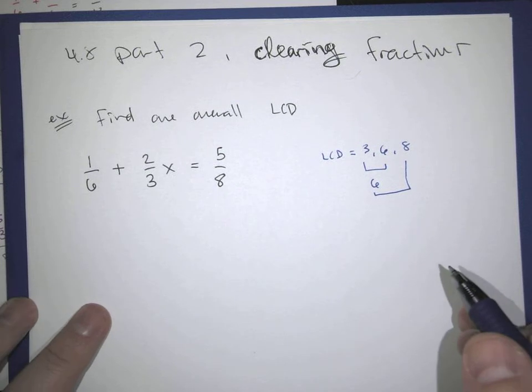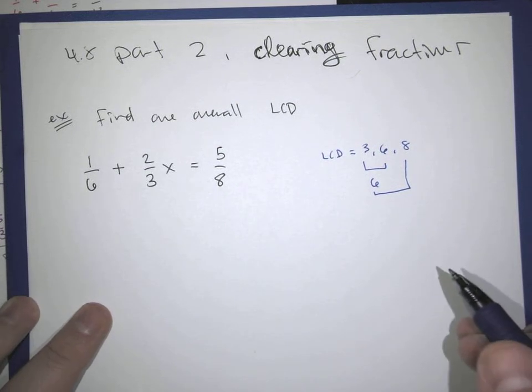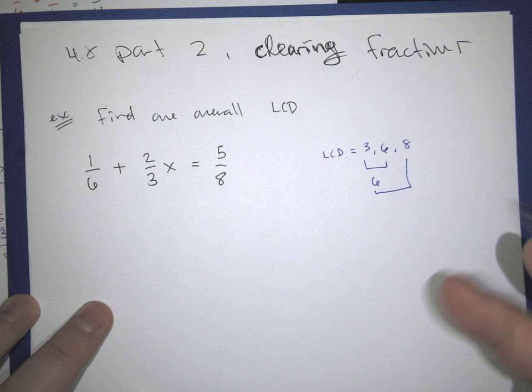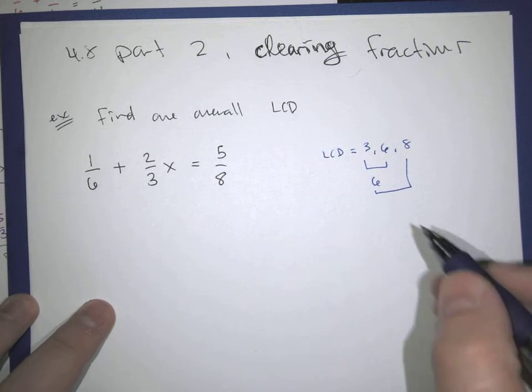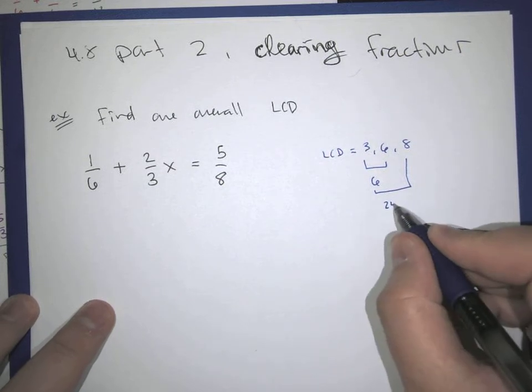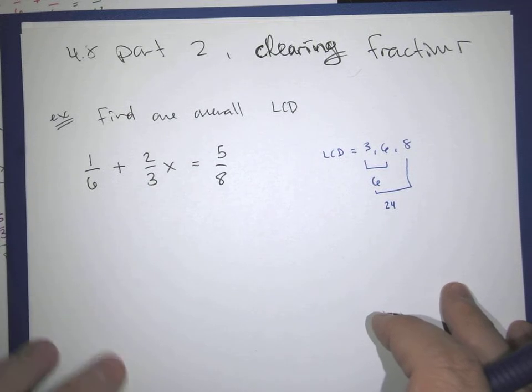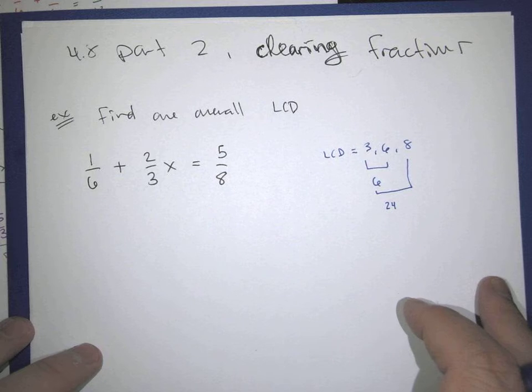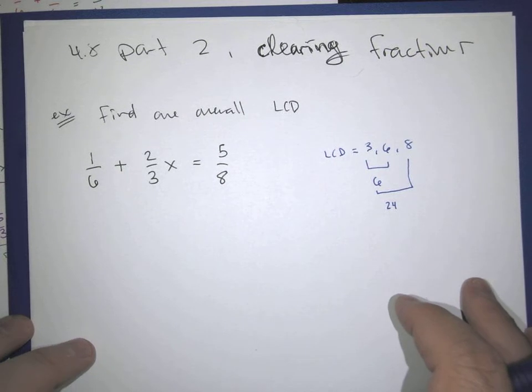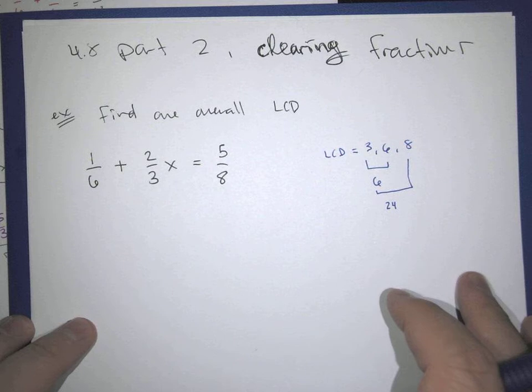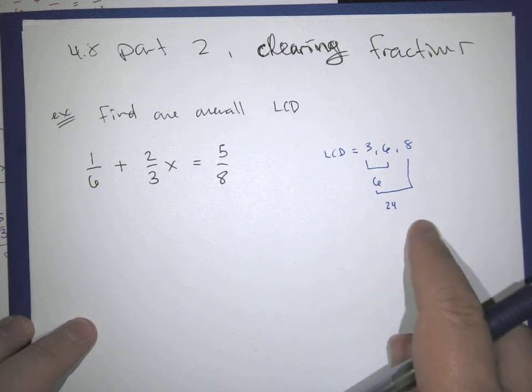For 6 and 8, 6 times 8 is 48. They have a 2 in common, right? They overlap with a 2, so that means we can use half of 48 if we divide by 2. Use 24. Also, those are probably small enough numbers that we could probably figure that out on our own. So the idea here is to rewrite all of our fractions over 24.